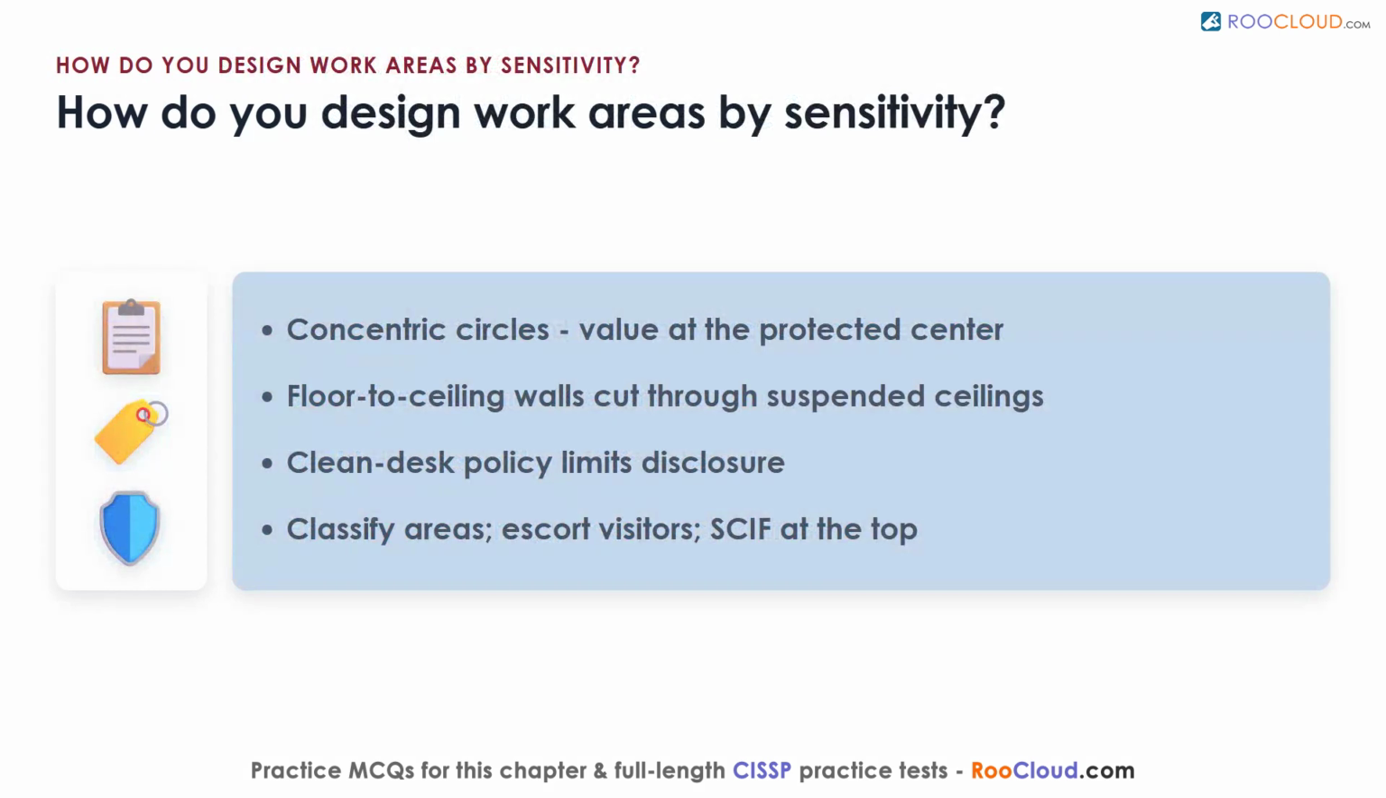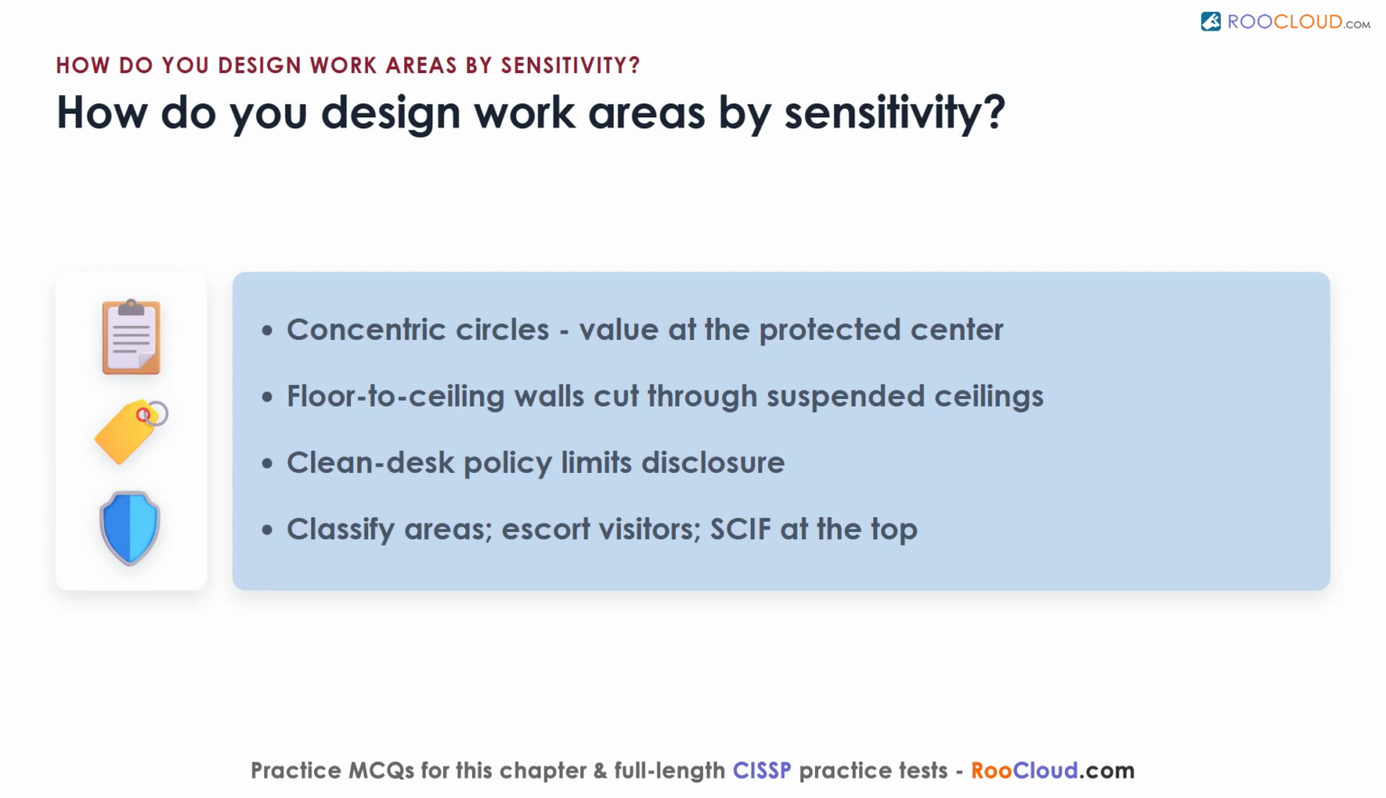How do you design work areas by sensitivity? By thinking in concentric circles of protection. Not every space deserves equal access, so the more valuable the assets inside, the harder that area should be to reach. Anyone can find the restroom, but only administrators reach the server room with the most sensitive assets sitting at the protected center. Separate distinct work zones with real walls. And where secrecy matters, run them floor to ceiling, cutting through any suspended ceiling so no gap becomes a crawl-through.